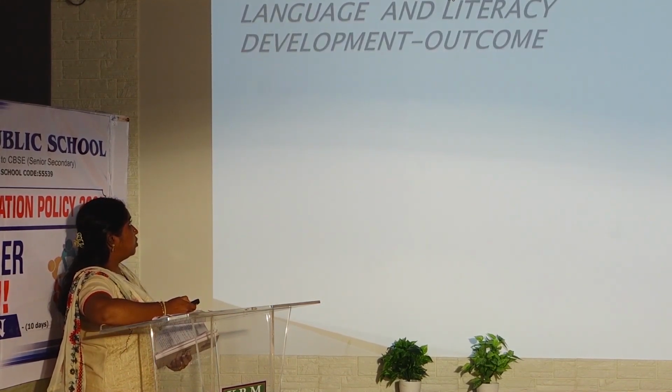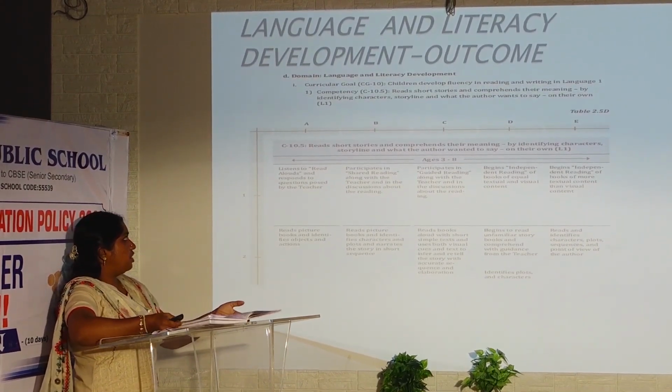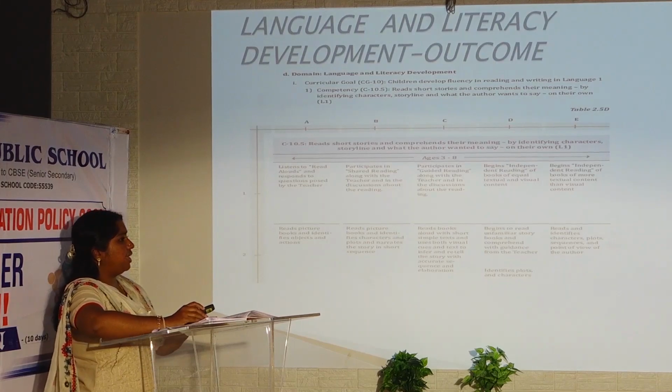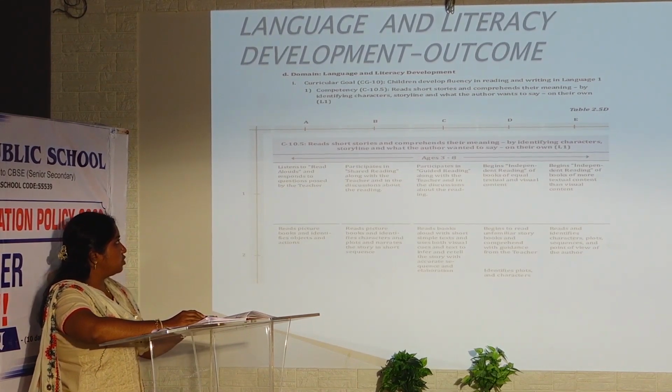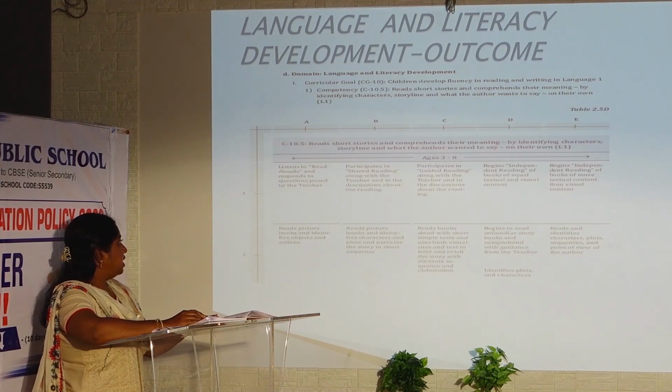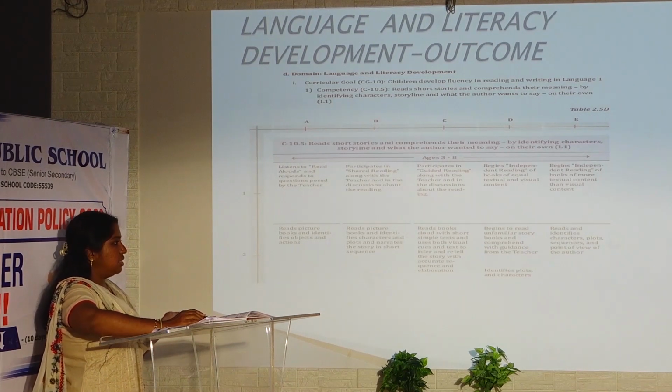Next comes the language and literacy development outcome. So the goal is to develop fluency in reading and writing in language 1. And the next is the competency: read short stories, comprehend the meaning, identify the character, storyline, and what the author wants to say on their own. This helps the children to develop their reading habits.